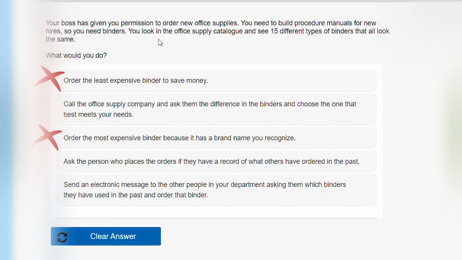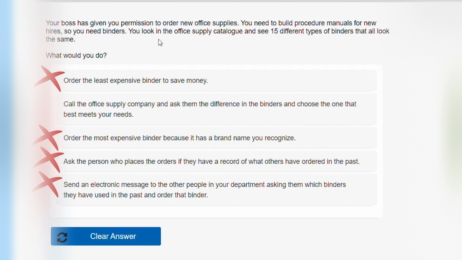Comparing between number 4 and 5, they're kind of the same, where you look at past data. It's just that number 4 is more simple because you're asking one person instead of sending an electronic message to everyone. So looking into simplification, I would eliminate number 5 and keep number 4. And now comparing between number 2 and number 4, number 4 is more past looking, while number 2 seems more forward looking, where you are deciding based on your recent needs versus just looking blindly into what was ordered previously, which may not be the best order.